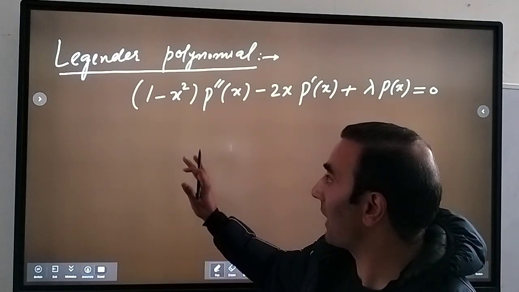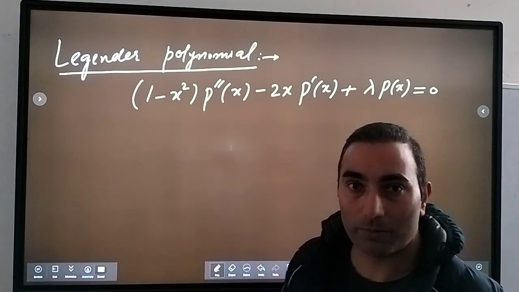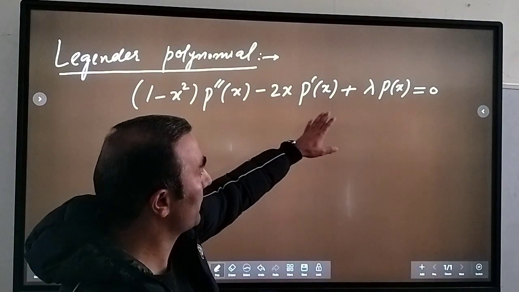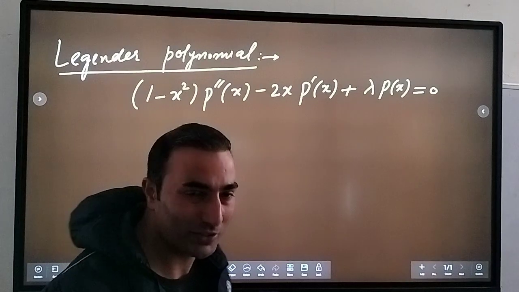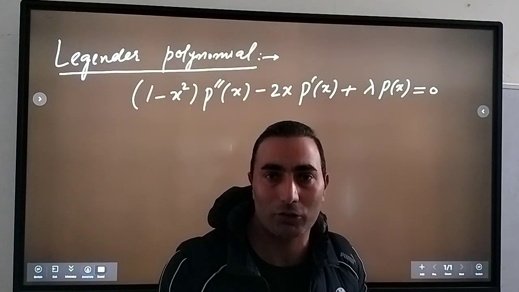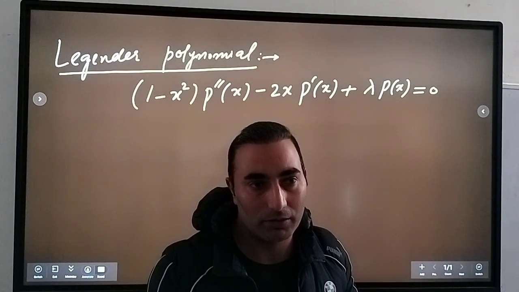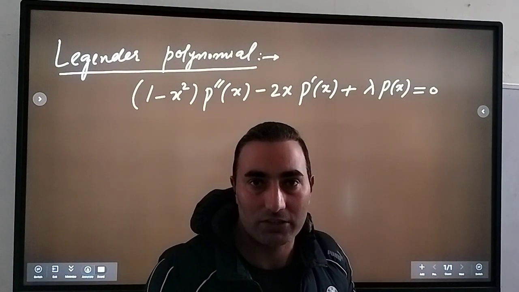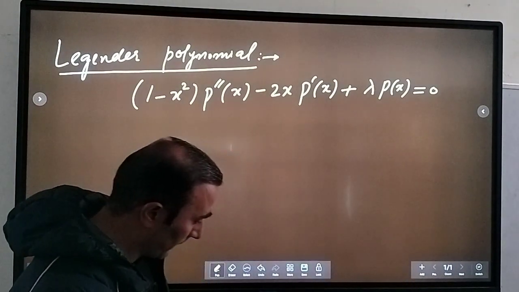The Legendre equation is 1 minus x square p double dash of x minus 2x p dash of x plus lambda p of x equal to 0. Lambda can be some integer, but what we have discussed is that lambda is n into n plus 1, so it takes integer values.